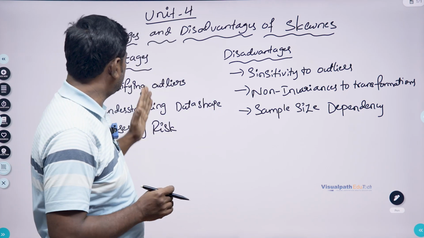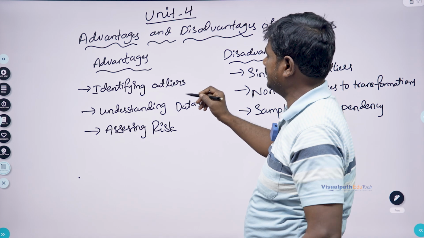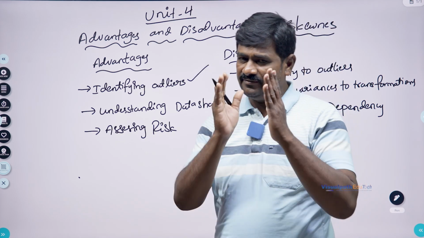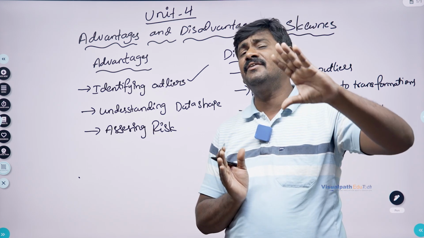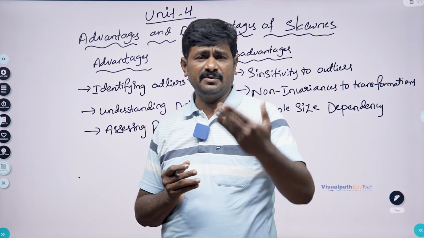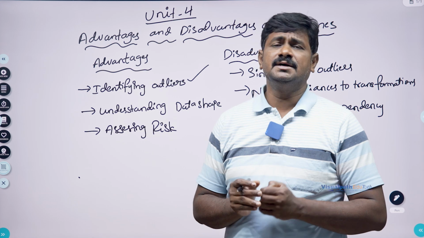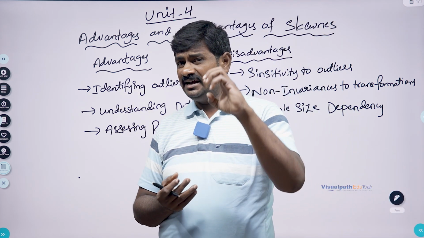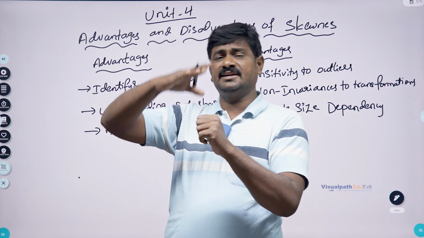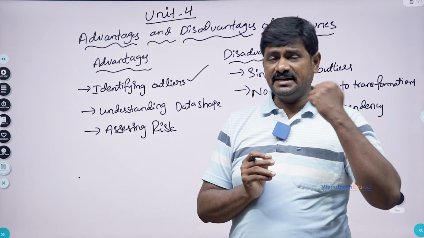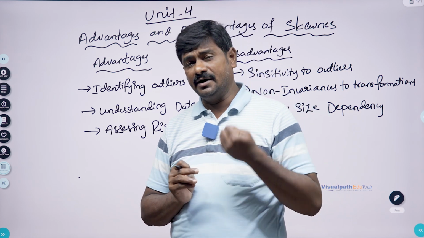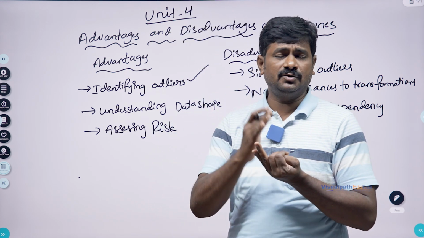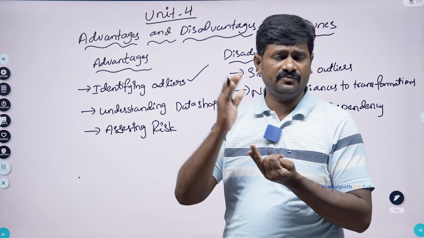Coming to the advantages of skewness, first we will discuss identifying the outliers. Identifying the outliers means that when we get the frequencies, we get different frequencies. For example, if you take the marks of a particular class, students may have got marks from 10 to 95. Here we can identify the upper limit and the lower limit of the frequency. For example, in a class we have taken 100 members of strength, with class intervals 1 to 10, 10 to 20, 20 to 30, 30 to 40, 40 to 50, like that.